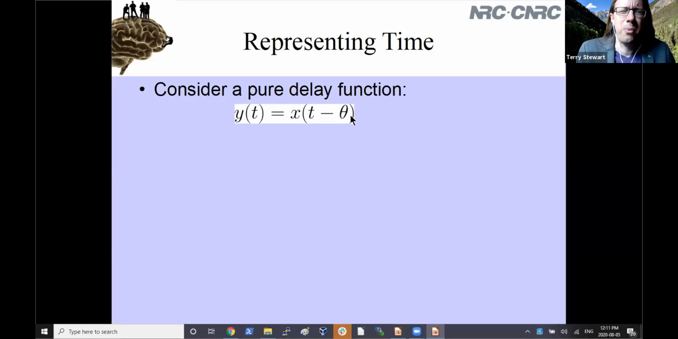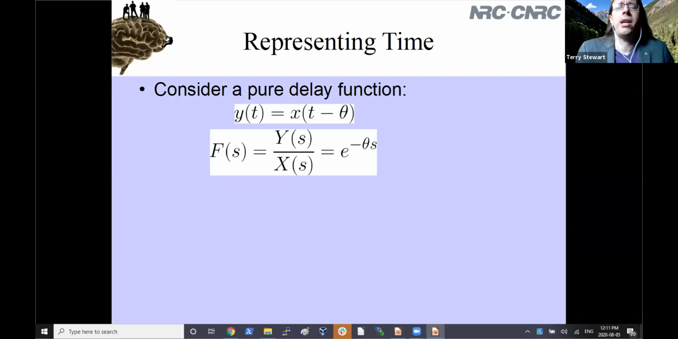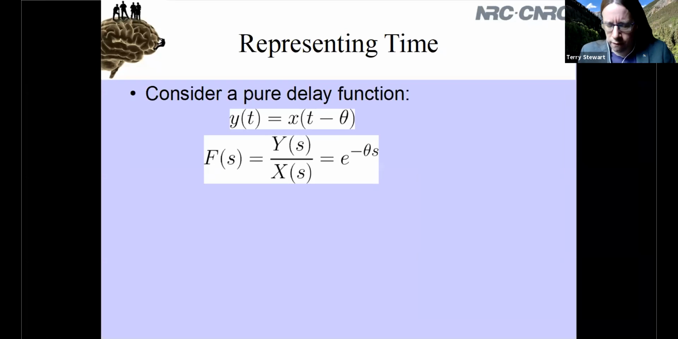And okay, what can I do with that math? Well, if I take that math and give it to a mathematician, they're like, I don't know what to do with that. Well, one thing I could do is convert it into the Laplace domain. Delays have a nice representation in the Laplace domain. But that really doesn't help me much. It's got this horrible exponent thing. What can I do with that?